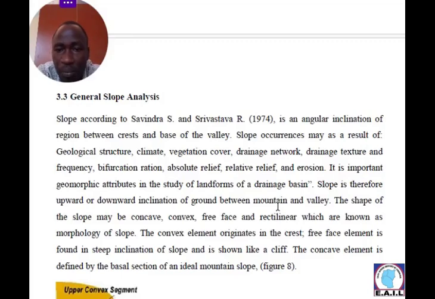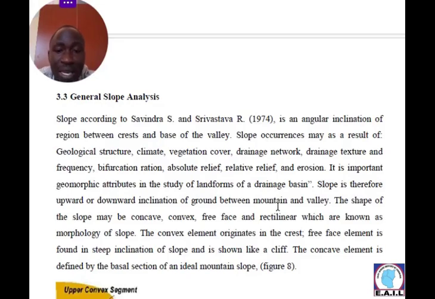came to observe the slope and what they found out in terms of the relief from the hilltop down the slope, or what you can refer to as the upper convex segment. And then when we reach down, in other words, we are going to be looking at how slope occurrence may result in what we call the geological structure.